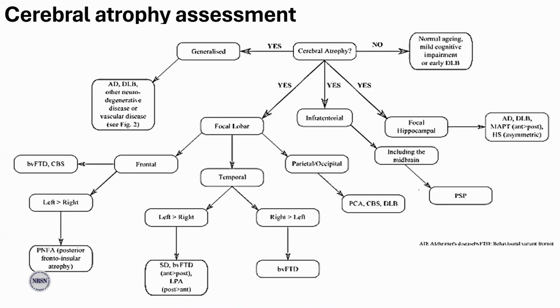Now, another algorithm was developed to assess cerebral atrophy. So if there's cerebral atrophy and it is generalized, it could be due to Alzheimer's disease, dementia with Lewy bodies.